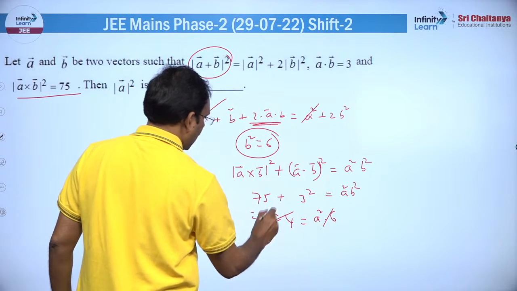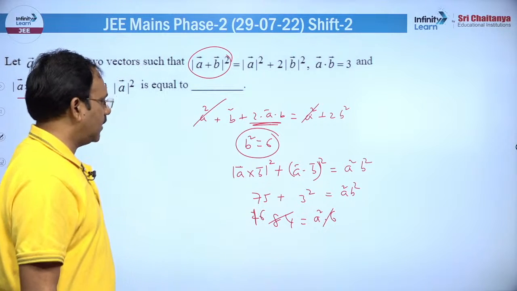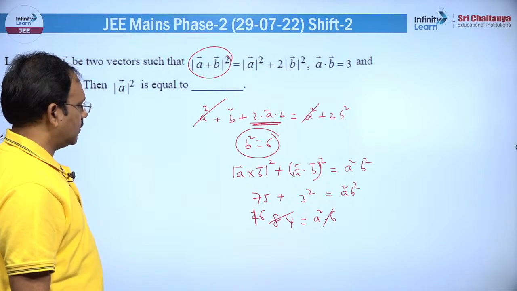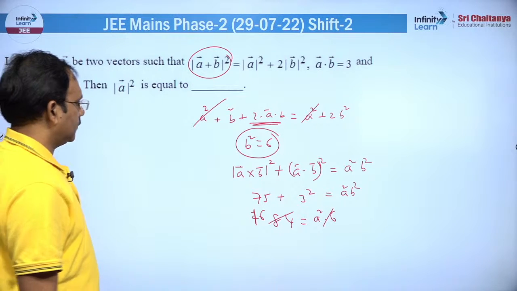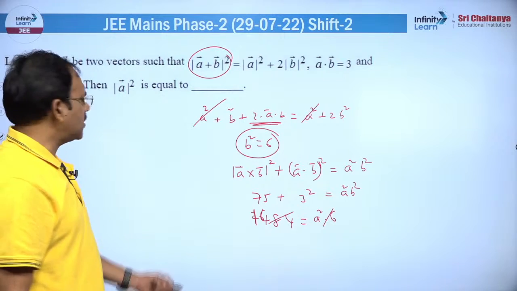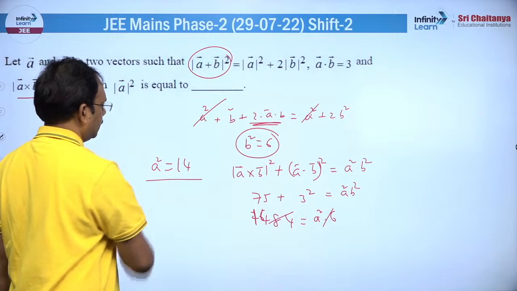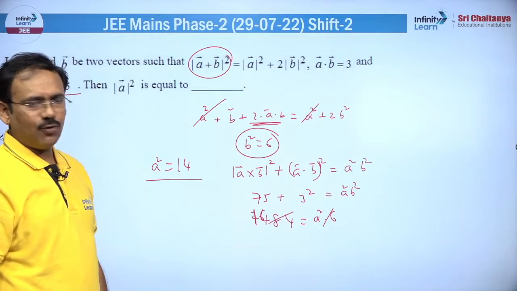So, 6 into 14, 84. Yeah. So, you can say 14. Yeah. So, you got A square magnitude, that is all. That is it. A square is 14.